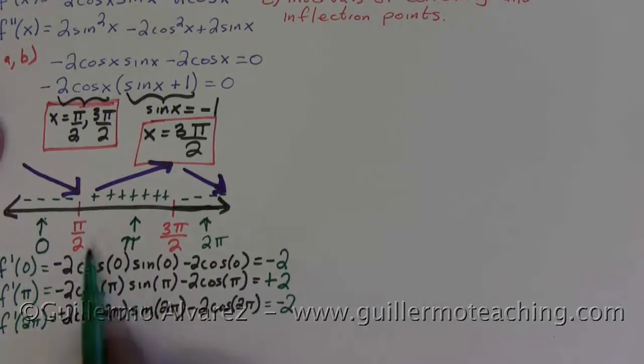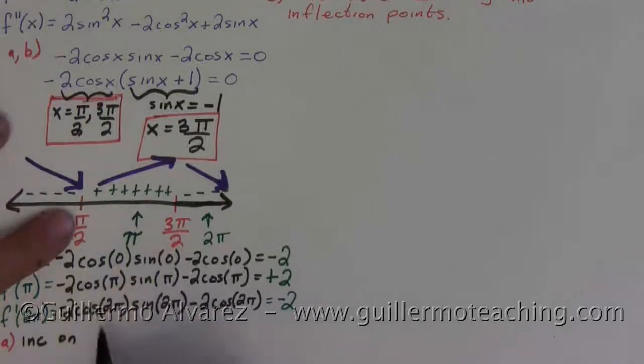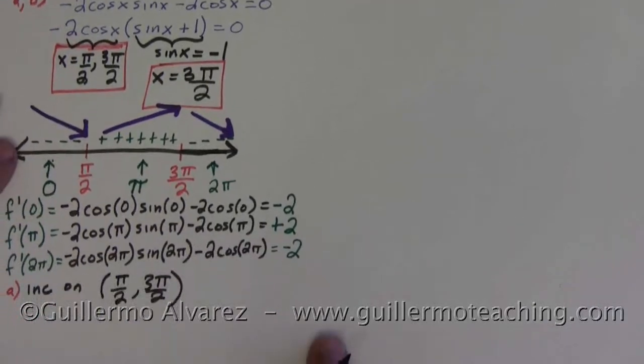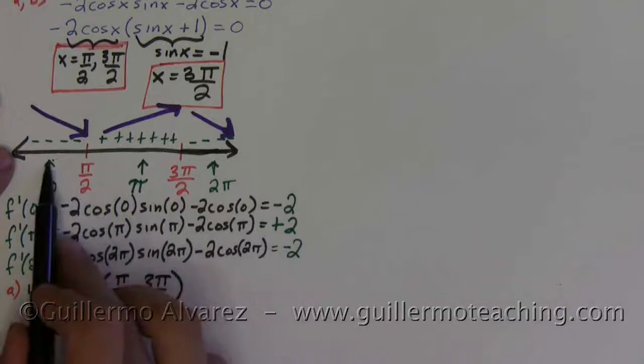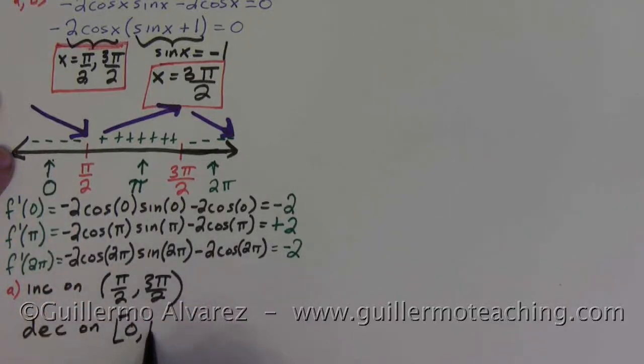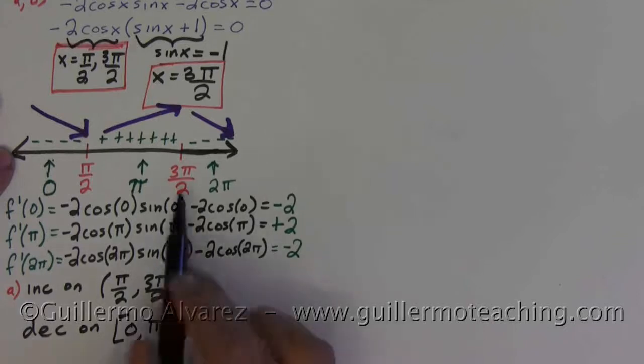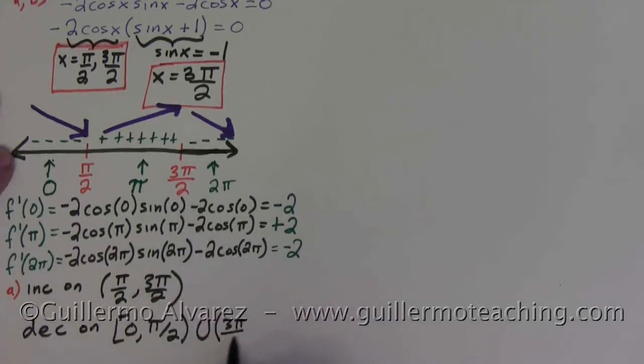So from this I get the intervals of increase and decrease. I can say that my function is increasing on the interval from pi over 2 to 3 pi over 2. And it's decreasing on two different intervals, from 0 to pi over 2, and also from 3 pi over 2 to 2 pi.